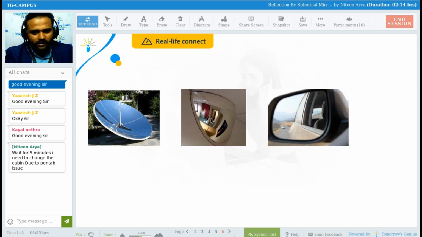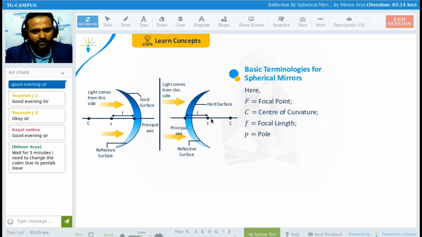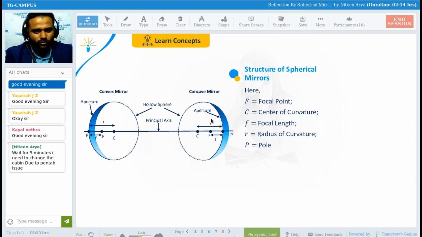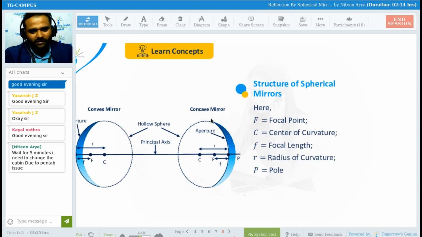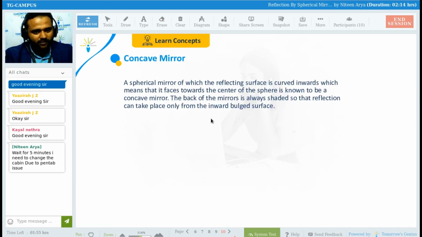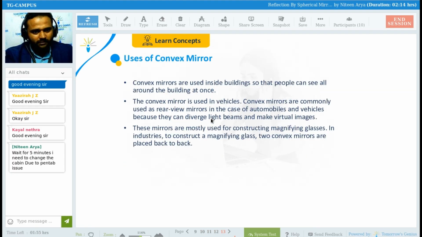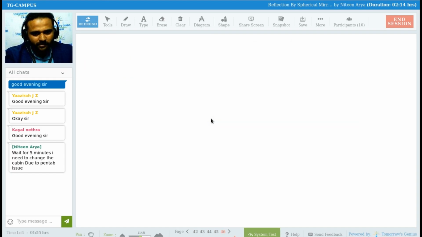There is something unsymmetric in this PPT that I have seen. Just a minute, beta.